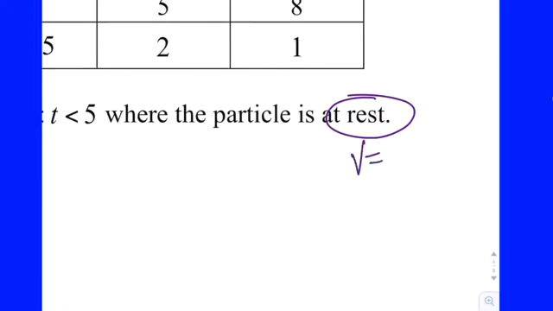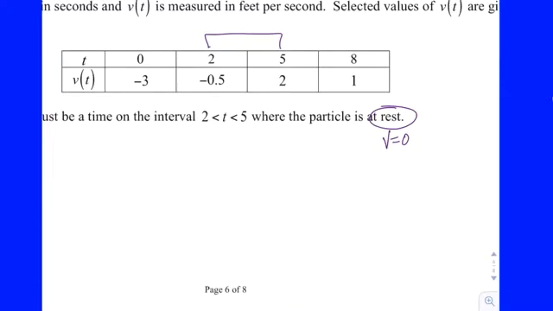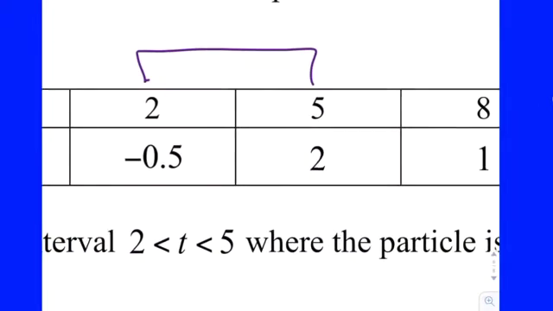Very good. So give ourselves a numerical target here. So we've translated the problem now to explain why there has to be a time from 2 to 5 where the velocity is 0. Okay, that's what that means. Let's see. If at t equals 2 seconds, he's traveling to the left at 0.5 feet per second, and at t equals 5 seconds, he's going to the right at 2 feet per second, why would he necessarily have to be at rest somewhere in between there?